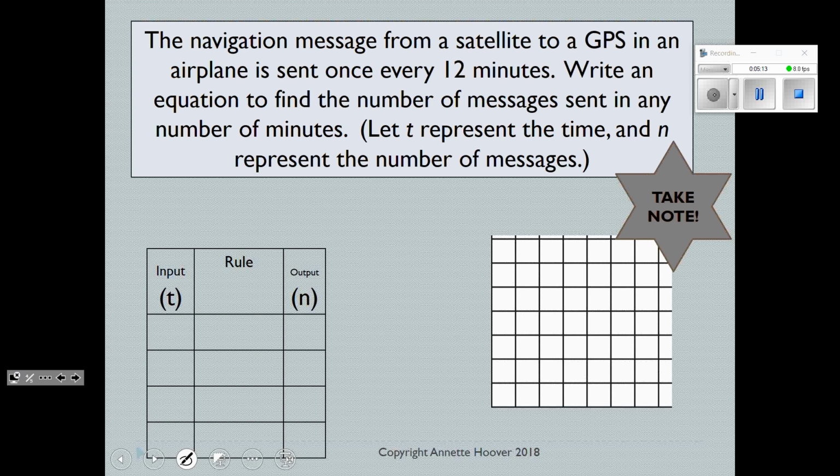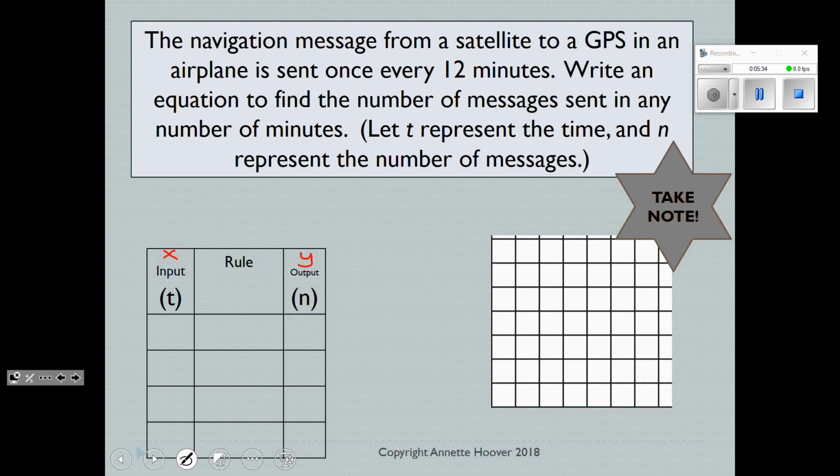This time we're going to change the letters. We're going to let t represent the time. So instead of using the variable x, we're going to use the variable t. And n represents the number of messages. So instead of using the variable y, we're going to use the variable n. That just gives meaning to it, number and time.